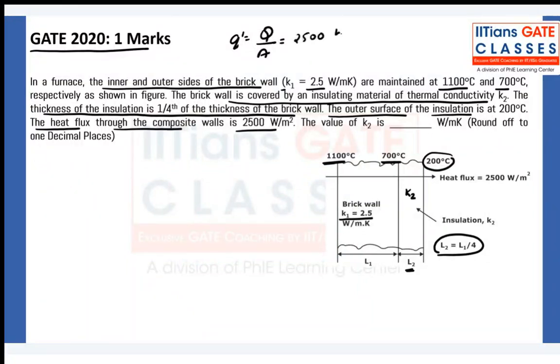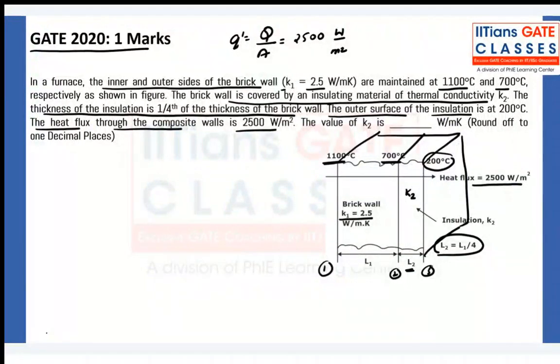Whatever the area is, it is the same, right? It is the same through all the layers. So heat transfer is happening at 2500 watt per meter square. Now I need to determine K2.